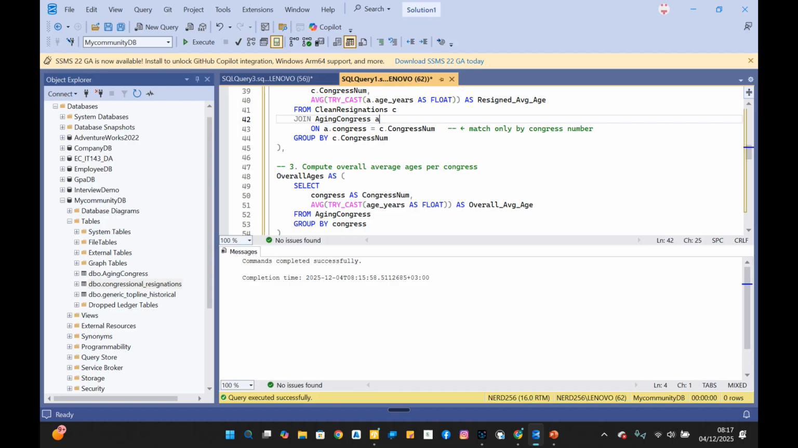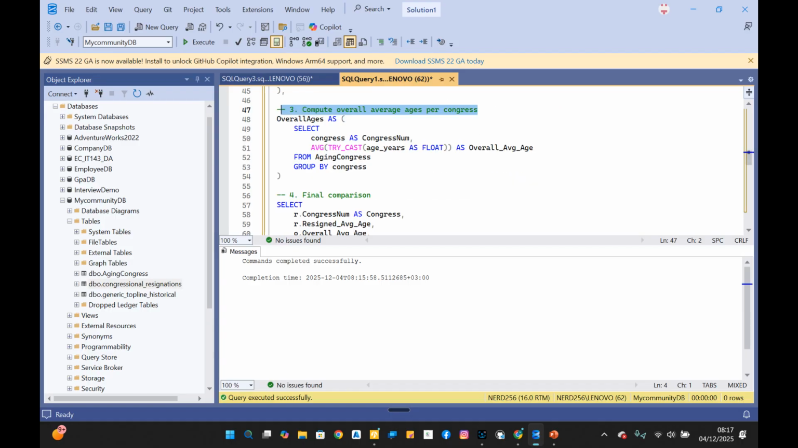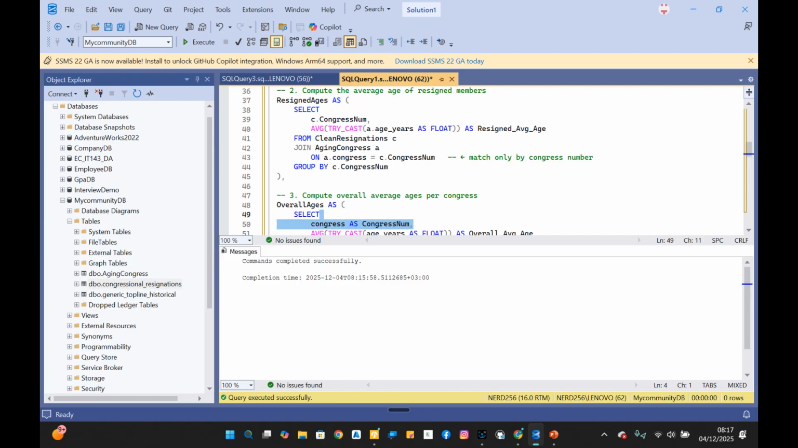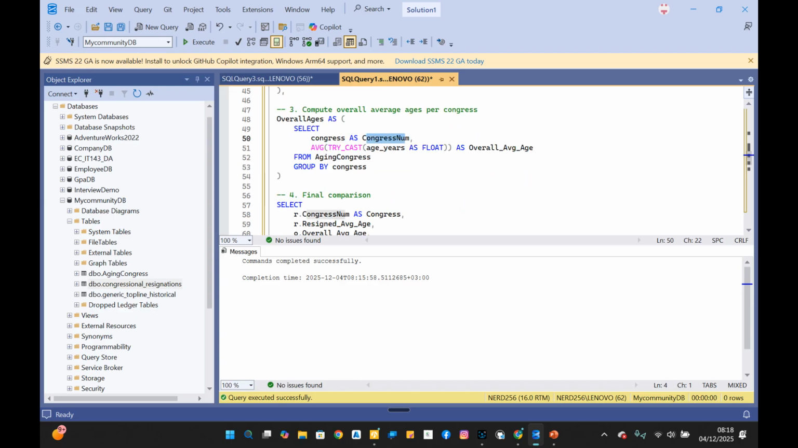Now, we also group them. After grouping, we compute overall average age per Congress. So Congress, as these are also variables which were created up, we are just using them. And here you can see they are only matching by Congress number. So the same variable there, we have called it here to compute the overall age.